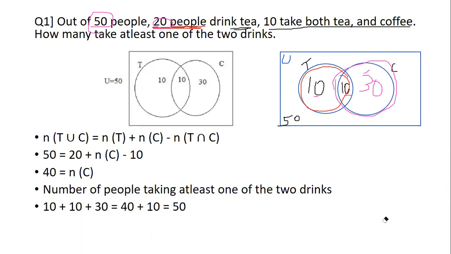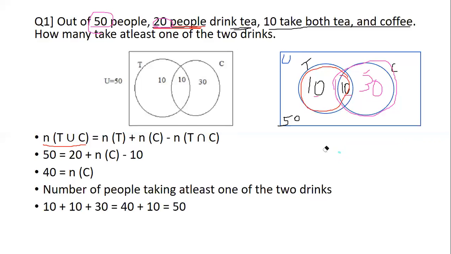Now, if you see here, the formula goes like this: N of T union C. T union C is like the complete universal set we had. T union C is equal to N of T, that is the number of people who drink tea, plus N of C, the number of people who drink coffee, minus N of T intersection C, the number of people who drink both tea and coffee.